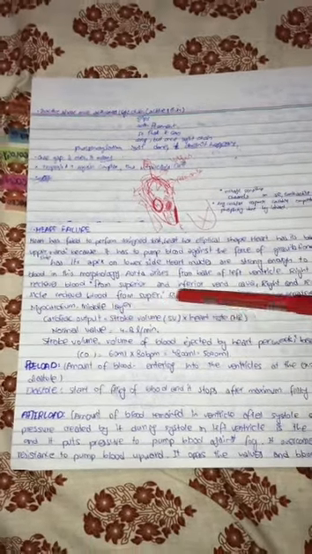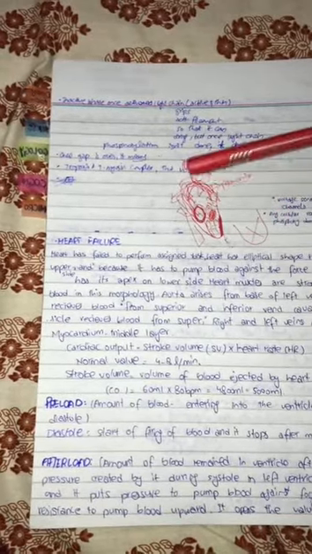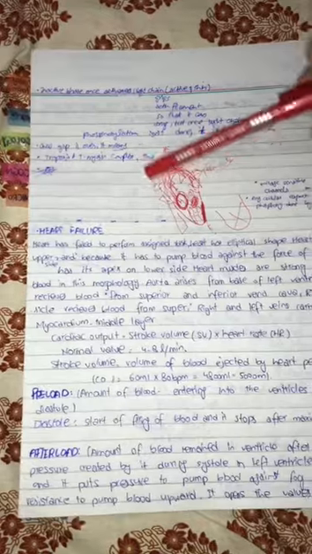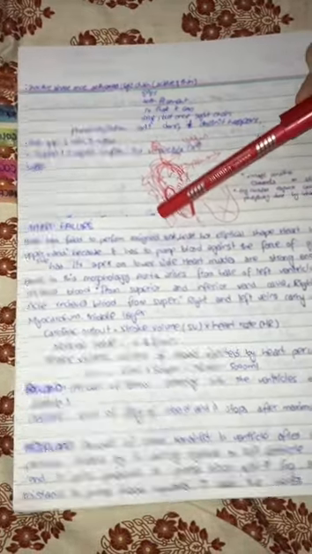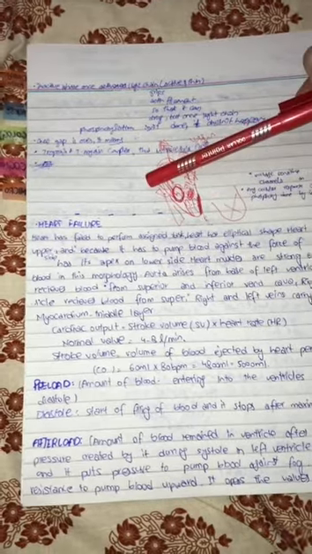The right atrium receives blood from the superior and inferior vena cava, as discussed. Here is the superior vena cava, and this is the inferior vena cava. One collects blood from the upper body, and the other collects blood from the lower body. So, the superior and inferior vena cava.